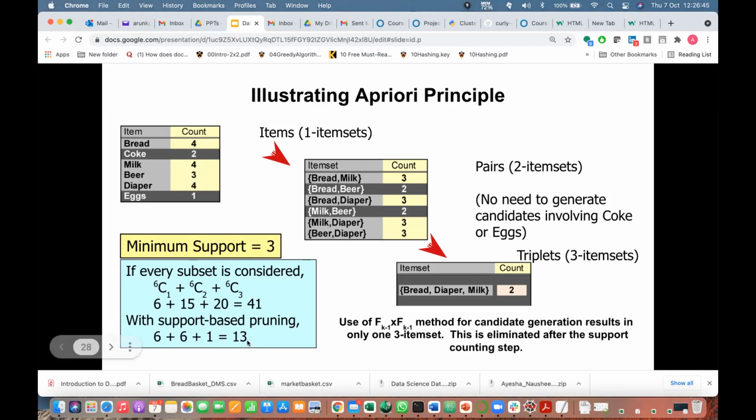So from here, when you use the FK-1 combination, you are getting only 13. Earlier we got 16, right? By using the a priori principle. So that was before pruning. I think after pruning, we get the FK-1 and F1 combination.